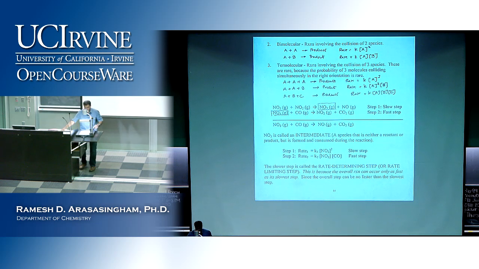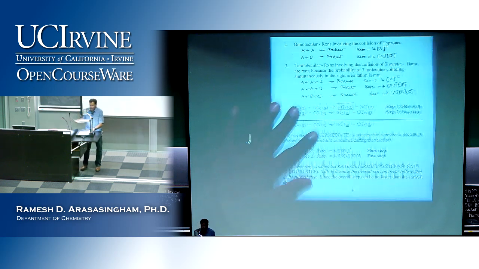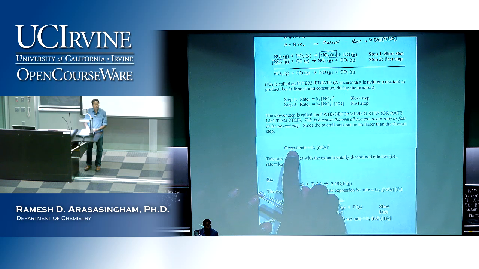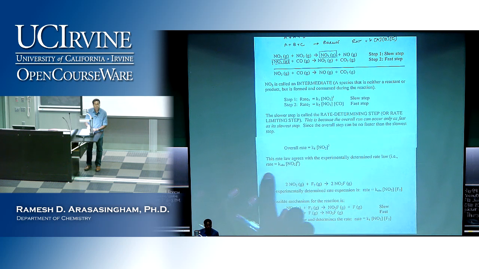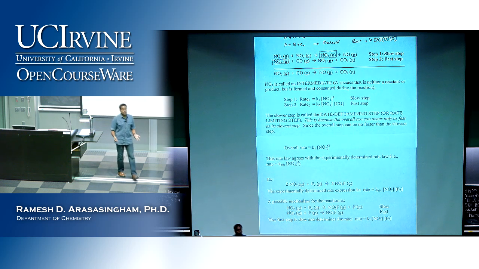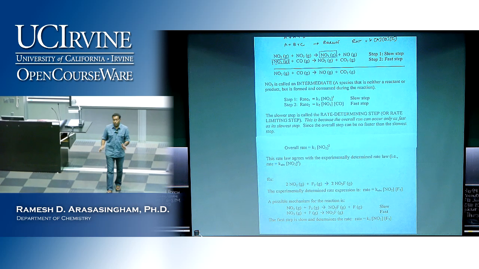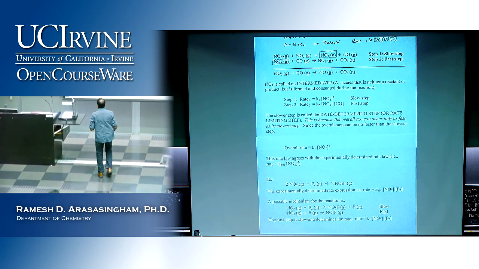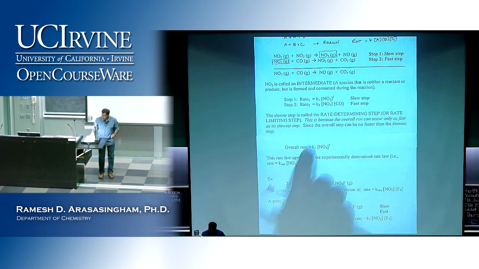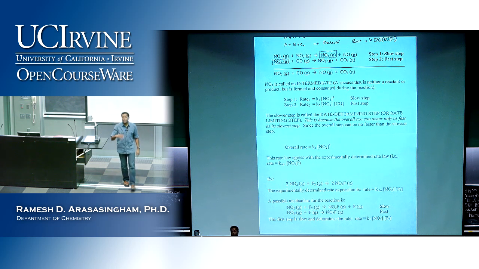And so what happens is that if we carry out the experiment and look at this reaction, this is what we experimentally measure. We say rate equals k observed NO2 raised to the power 2. So if we were to carry this out in the laboratory and measure the rate law, this is what the rate law would come out to be. All right? And this always corresponds to the slowest step, because remember the slowest step is the rate limiting step.